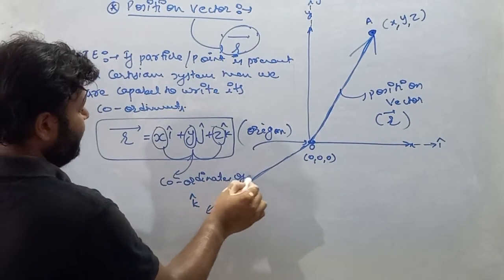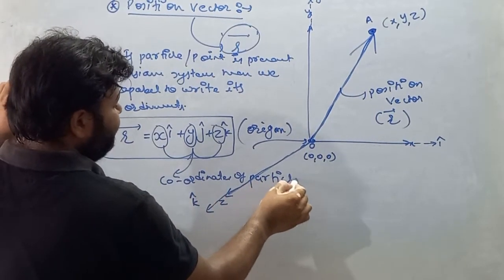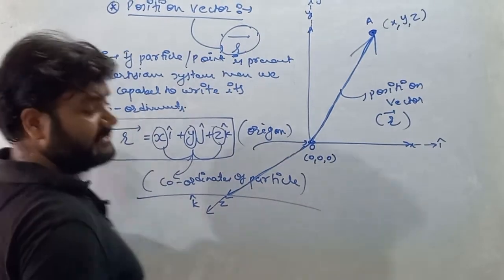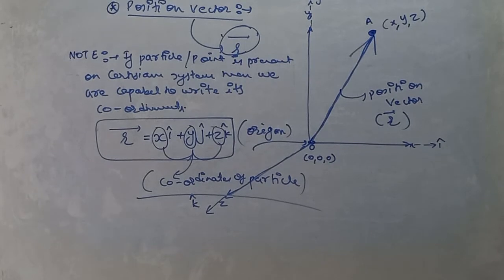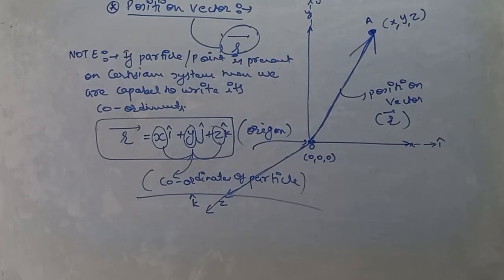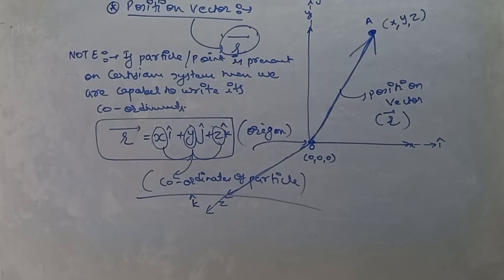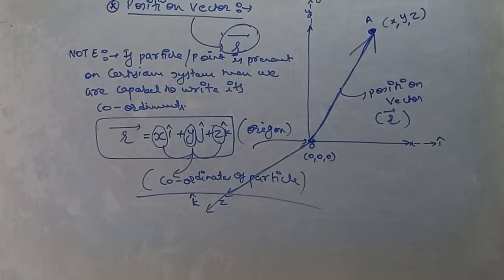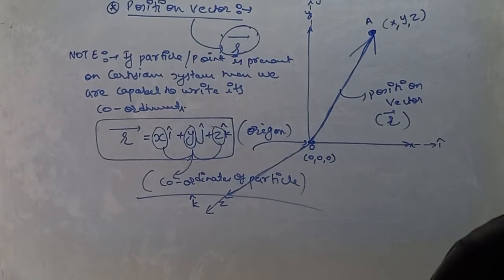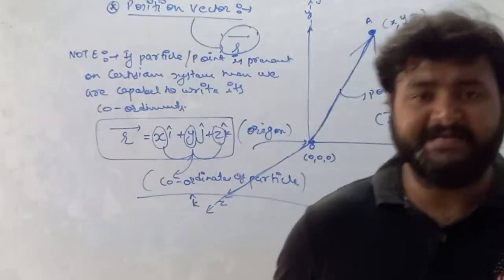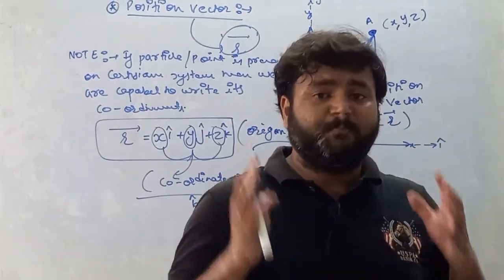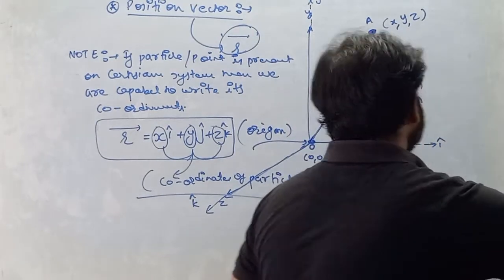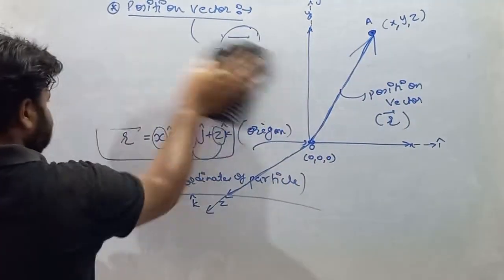Coordinates of particle. So in the formula of position vector, the formula is basically x i cap plus y j cap plus z k cap. In this formula, x, y and z are, remember, coordinates of the particle. Without coordinates, we are not capable of writing any particle's position vector.